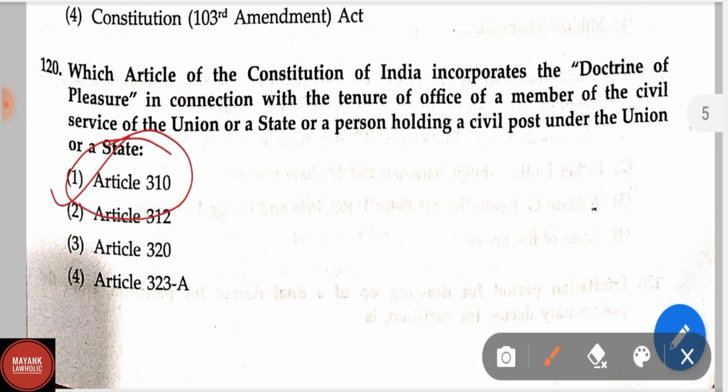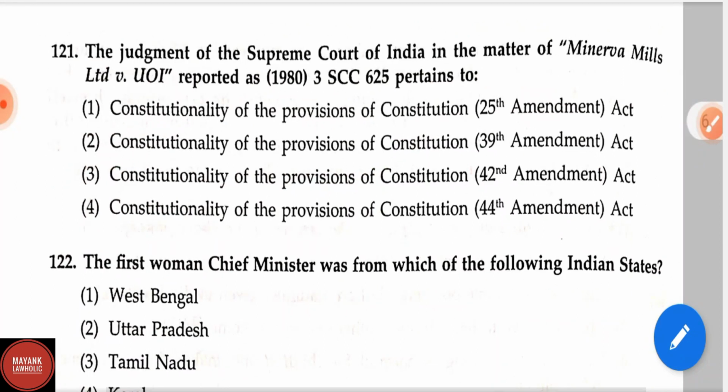Article 310 is the correct answer, and Article 310 of the Constitution of India incorporates the doctrine of pleasure by clearly stating that every person who is a member of a defense service or of a civil service of the Union or of an all India service or holds any post connected with the defense or any civil post under the Union holds the office during the pleasure of the President. Now let us see the question number 121.